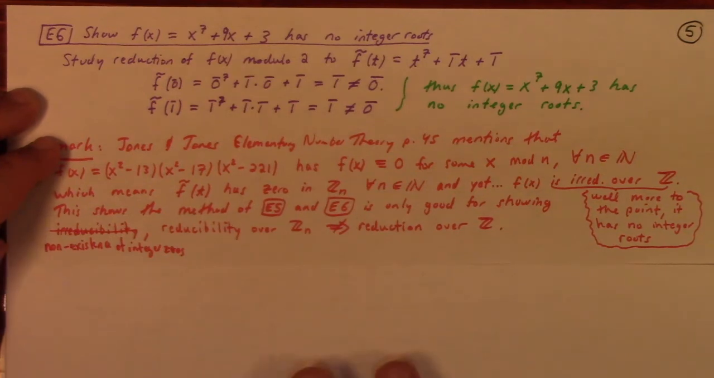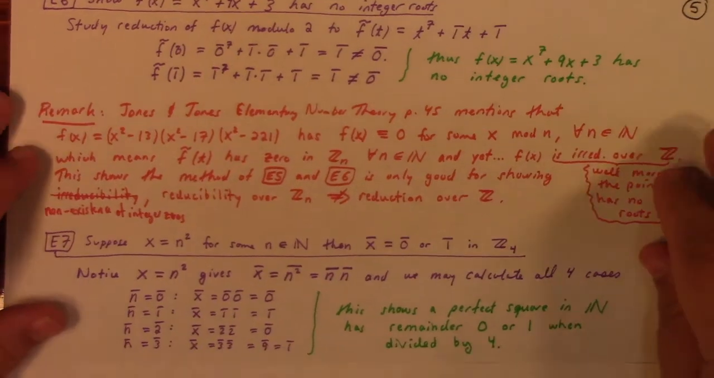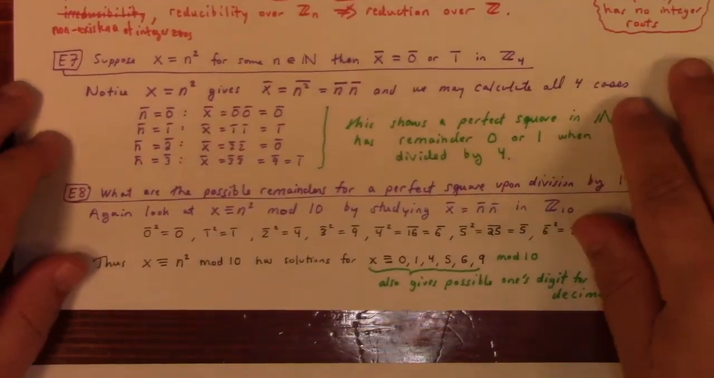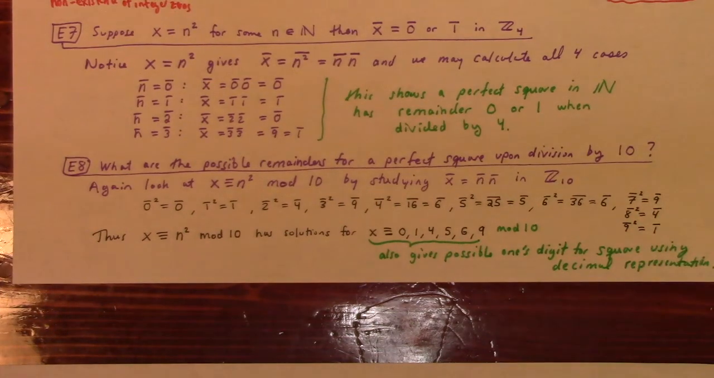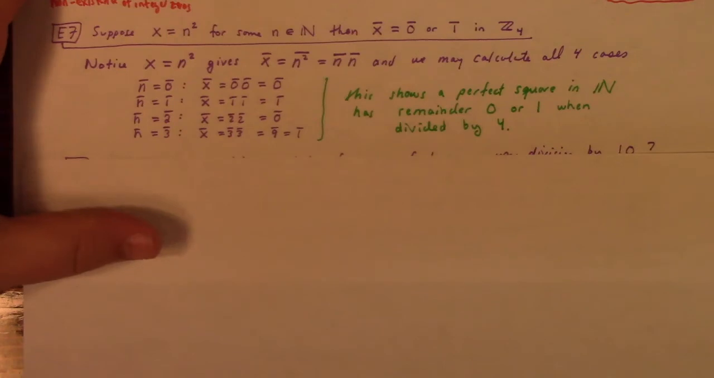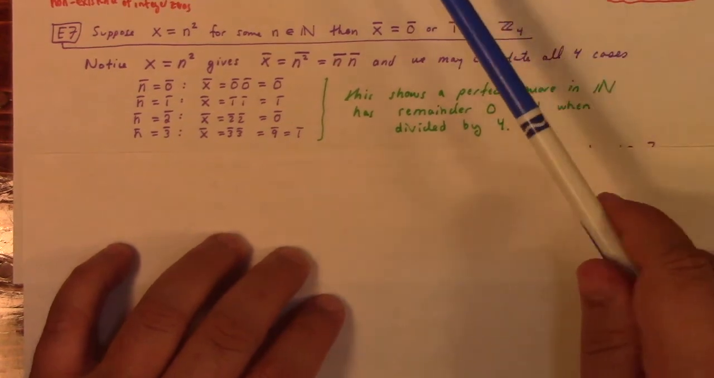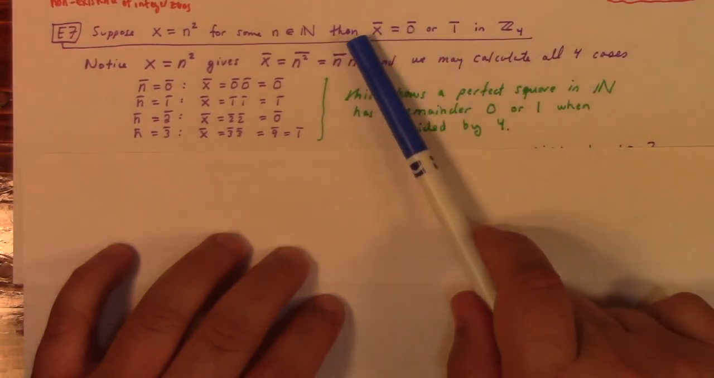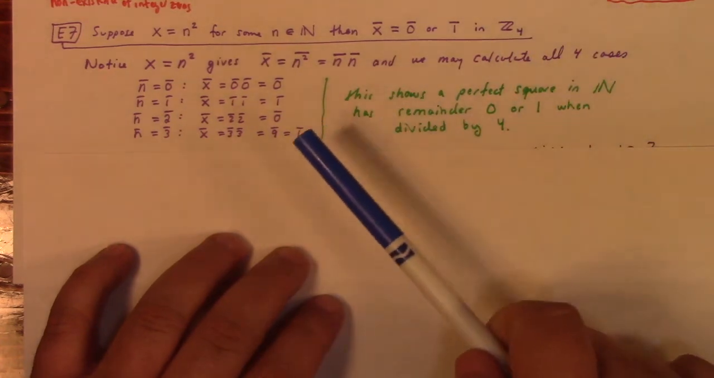Okay. Final example for this hopefully shorter lecture. Final two examples. So x equal to n squared. We talked about this before. You've got a perfect square, right? Well, the claim is then x is equal to 0 bar or 1 bar in Z4. Let's see why this is true.